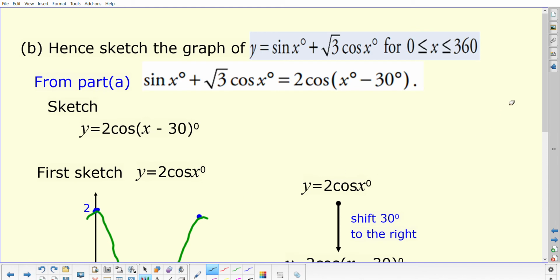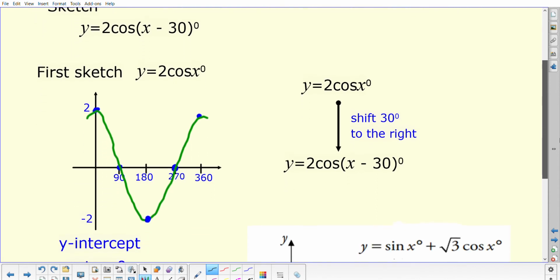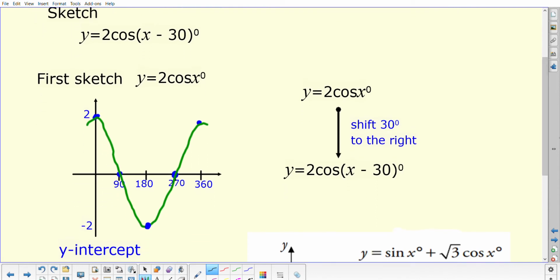So hence, in order to sketch that graph, you are going to replace the sin x plus root 3 cos x with a much simpler expression, 2 cos of x minus 30. So you're going to be sketching that graph. Compared to the last one, very much easier. To help yourself and identify some of the key points, I would recommend that you first sketch y equals 2 cos x.